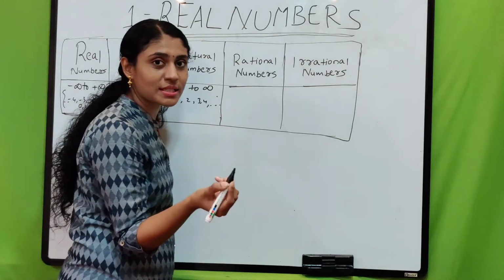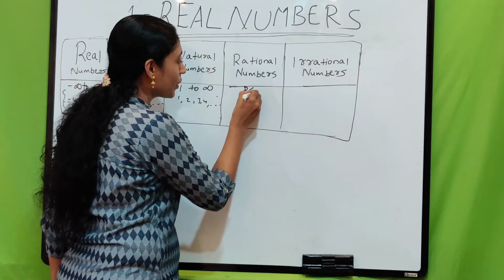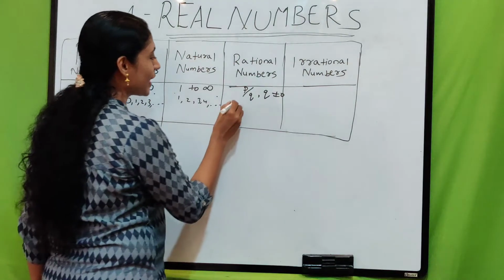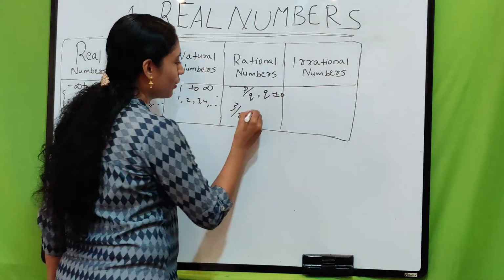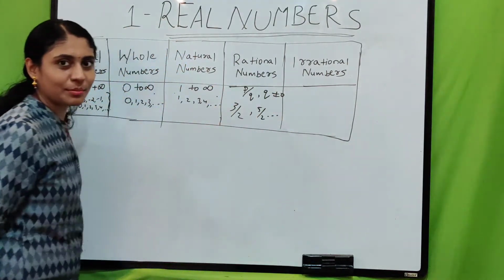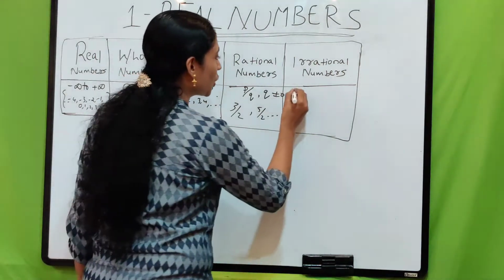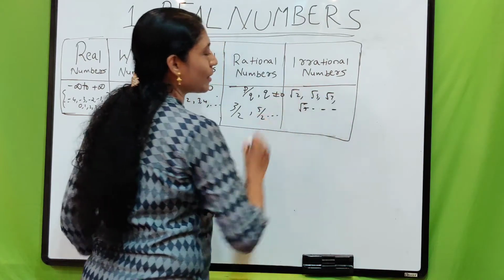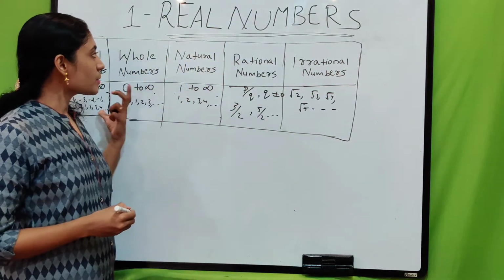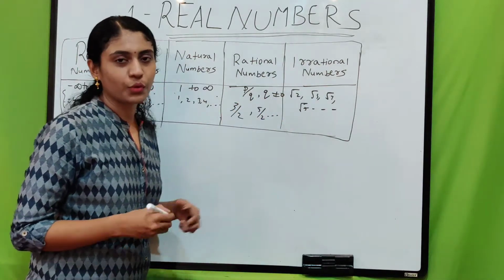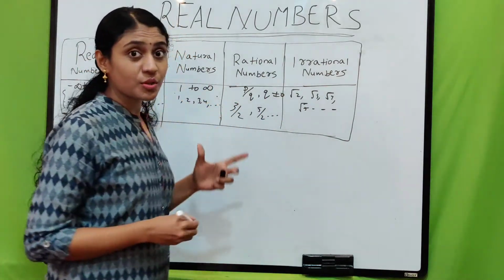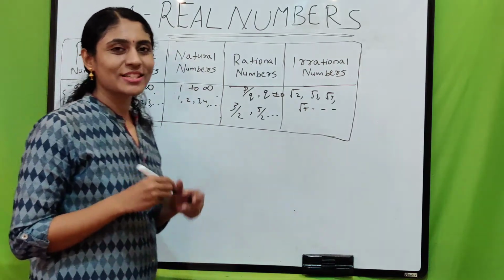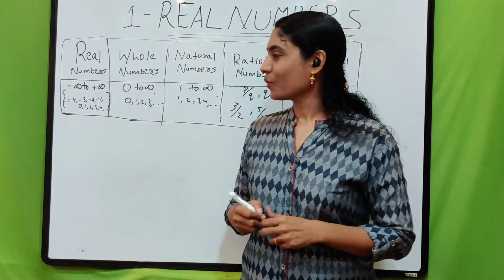And what about rational numbers? Any number of the form p by q where q is not equal to 0 is a rational number. Examples: 3 by 2, 5 by 2, etc. And what about irrational numbers? Root 2, root 3, root 7, root 5, etc. are examples of irrational numbers. So the concept of these five terms we know from our lower classes. In this chapter we are going to explore real numbers, considering only the positive integers. So we can start the session.